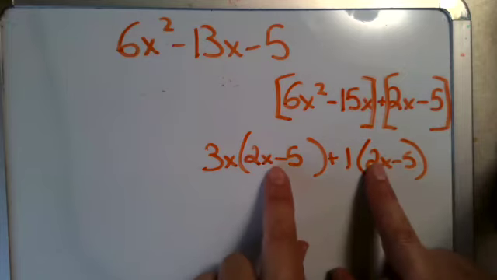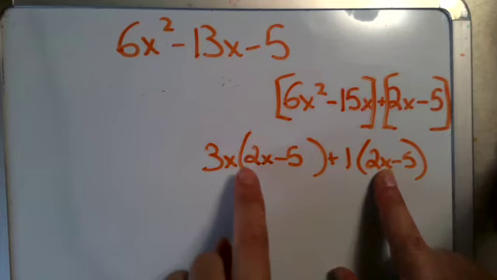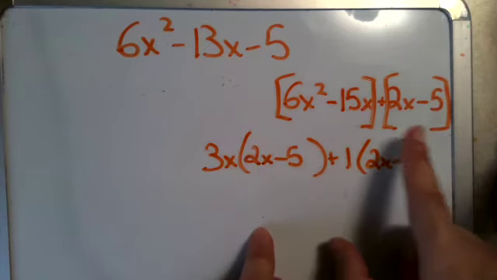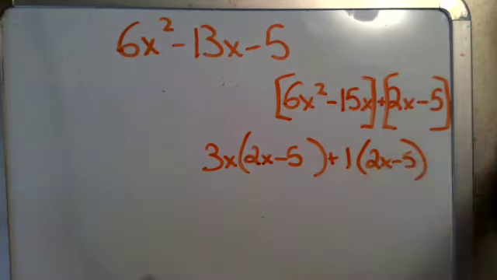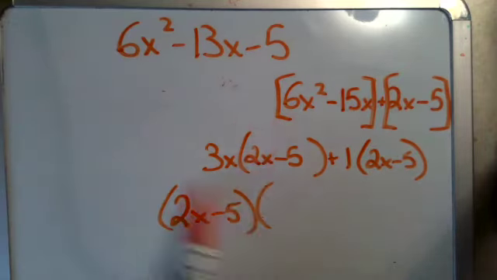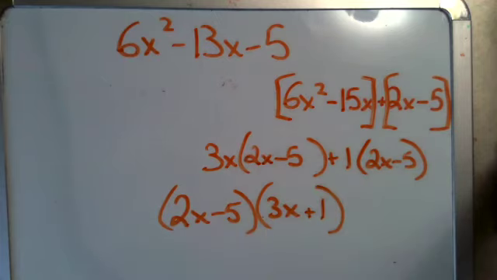Go back. But if they are the same, then our last step is I now have this term that contains a 2x minus 5 and this term that contains a 2x minus 5. I'm going to pull a 2x minus 5 out of both terms. And out of this term, I'm left with 3x. And out of this term, I'm left with plus 1. And that's exactly what I got using the AC method.